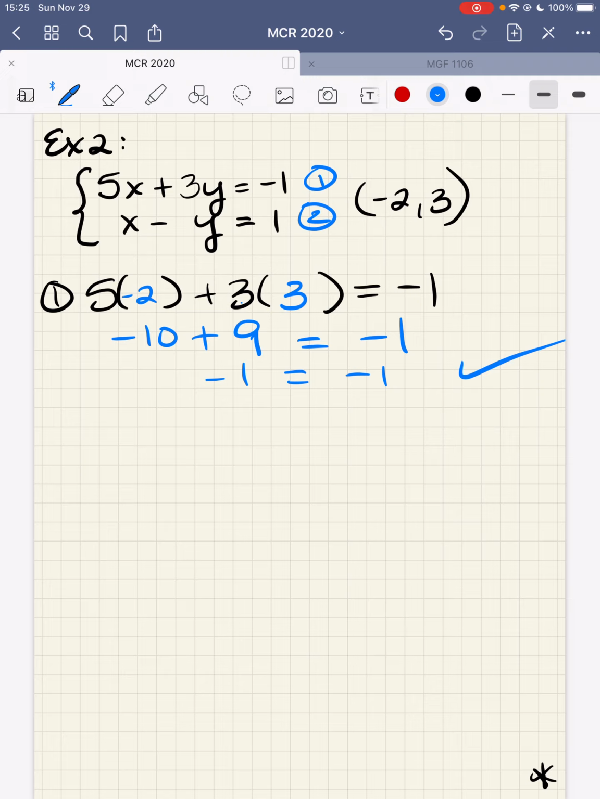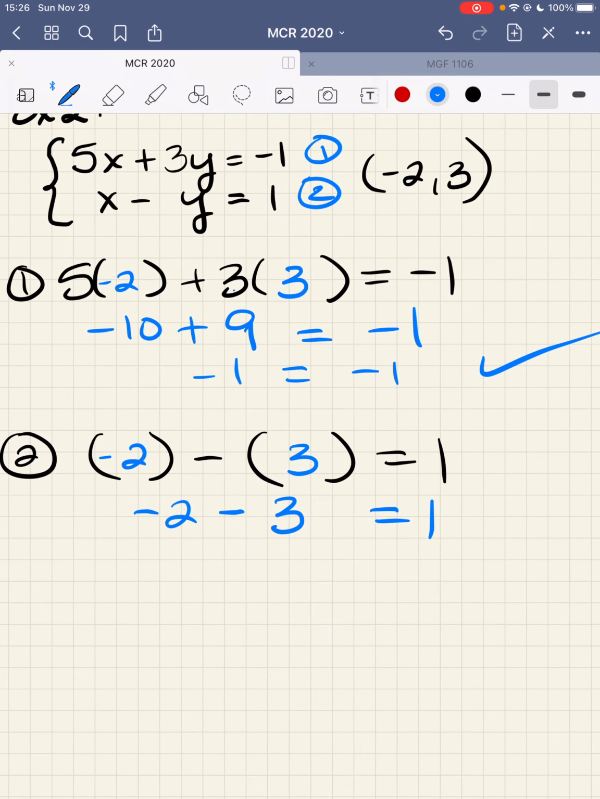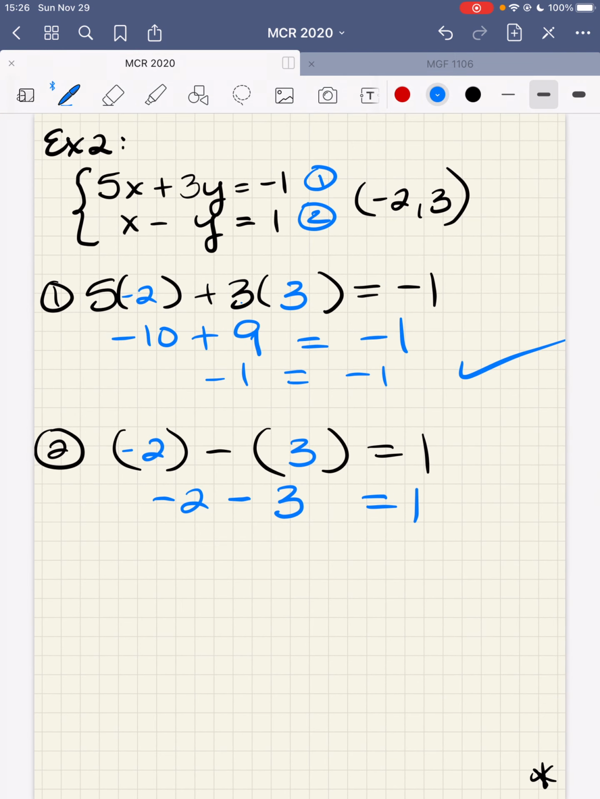Remember, again, we can't assume that they're both true. We have to try them both. So let's look at equation 2. I have x minus y is equal to 1. Plugging in my values, I have negative 2 and 3. And I have negative 2 minus 3 is equal to 1. Well, all I'm doing over here is negative 2 minus 3 is the same as plus negative 3, right? So I have negative 5 equal to positive 1. This is not true, so this is false. All right, so this is not a solution.